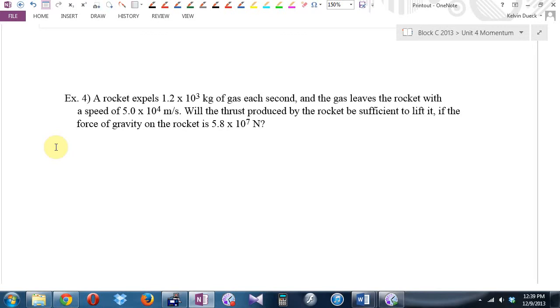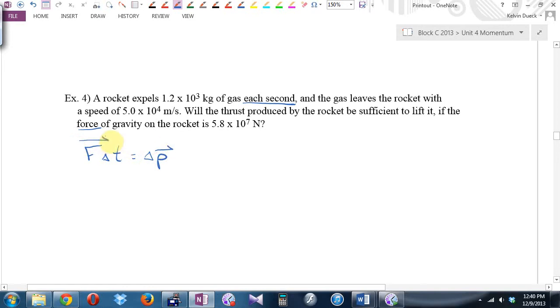Well, hey, a rocket expelling gas, that's an explosion. It's a controlled explosion, but that's an explosion. This is a job for conservation of momentum, but I think here, since I'm seeing speed and a time and I see them talking about force, I would start out with impulse. Force times change in time equals change in momentum.